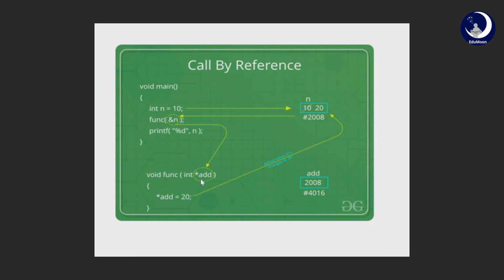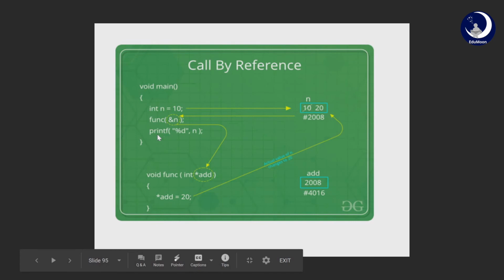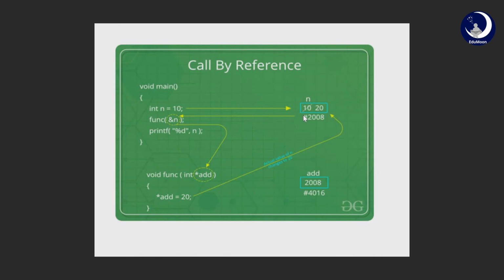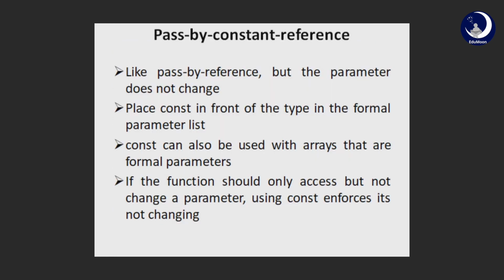And now at this point we are dereferencing it and setting its value as 20, and after the end of the function, the value of n is printed. So here we can see that initially n has a value of 10, then using its address, we've changed it to 20 indirectly.